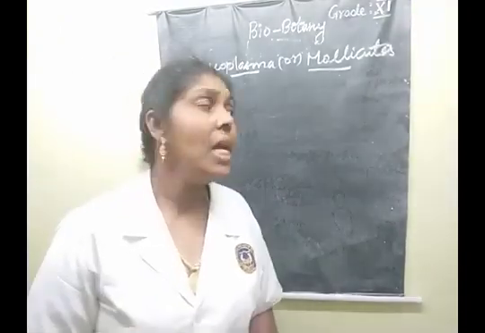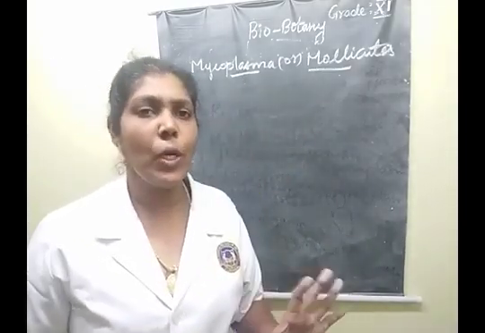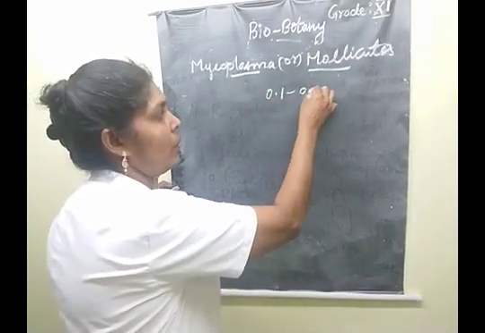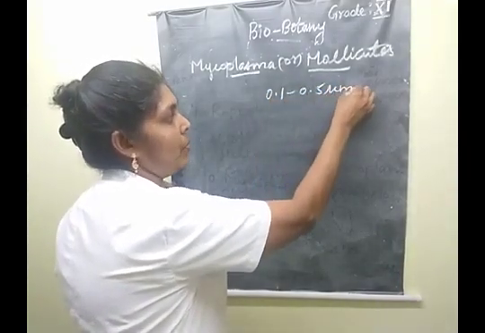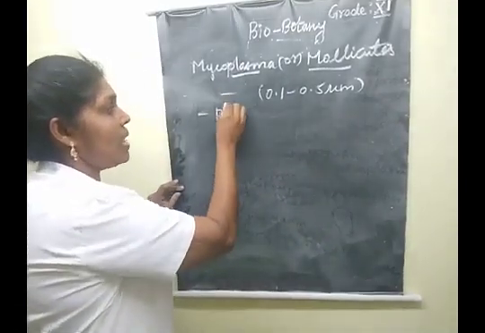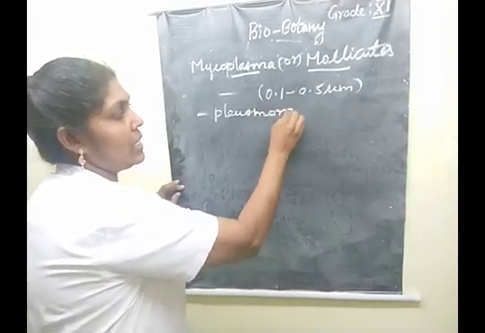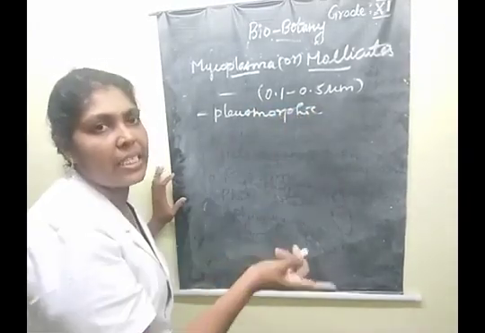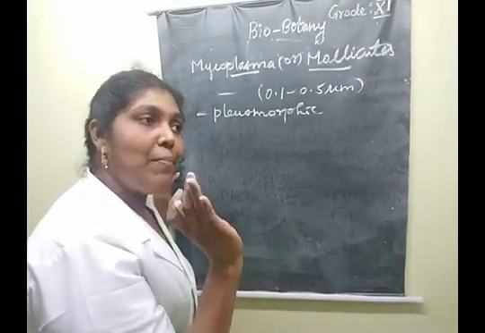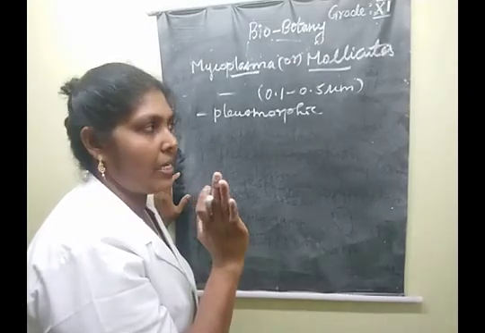First of all, mycoplasma is very small in size. The size is mentioned as 0.1 to 0.5 μm. It is pleomorphic. What does pleomorphic mean? Pleomorphic means they often change their shapes. That's why it is called pleomorphic. This is a gram-negative bacterium.